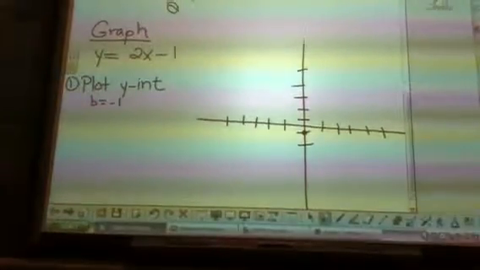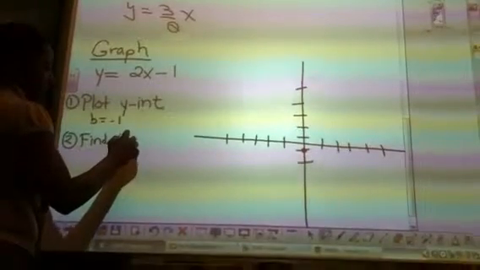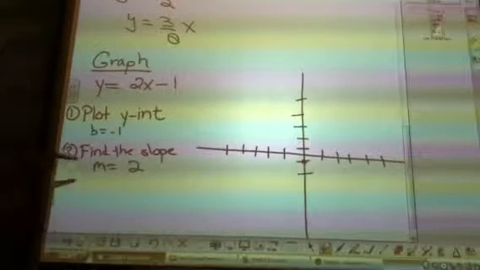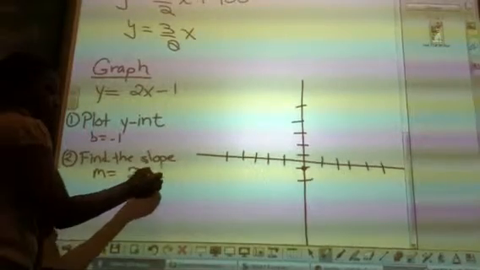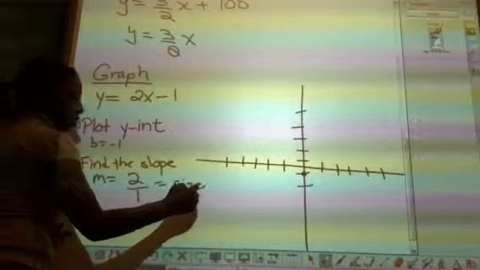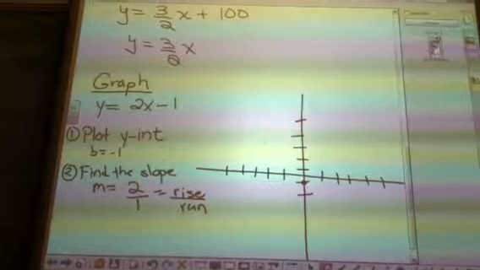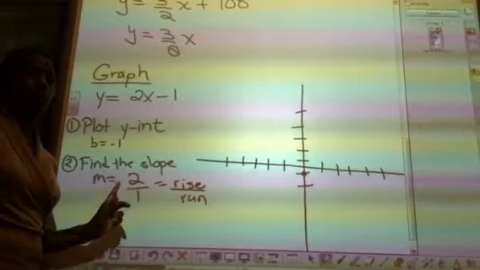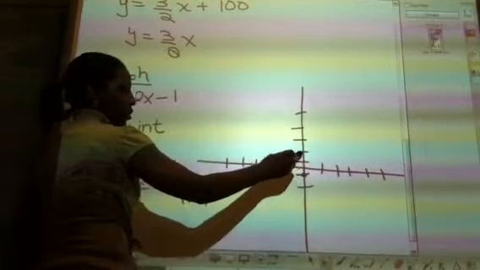All right? Next thing, find your slope. So what's the slope for this one? 2. I'm going to write that as a fraction. So I'm going to write it as 2 over 1. My slope is the same as saying rise over run. Everybody remember that? So from your starting point, which is your y-intercept, you're going to go up 2 and then run to the right 1.